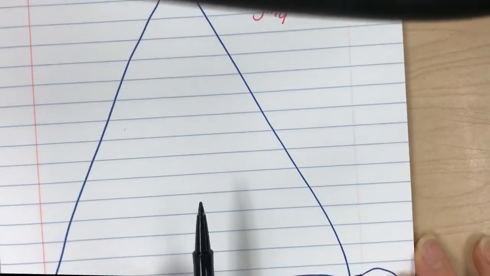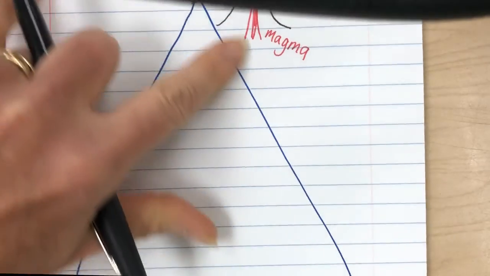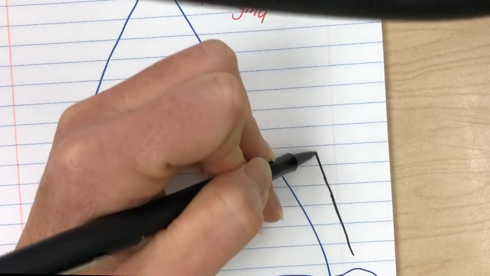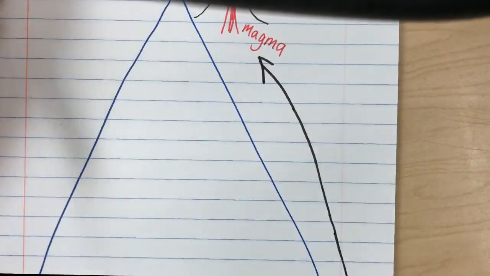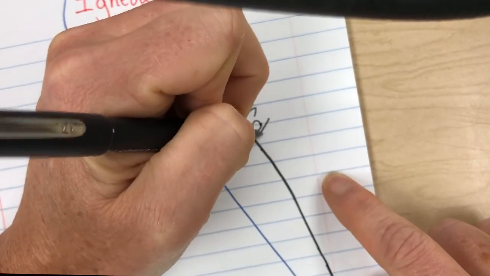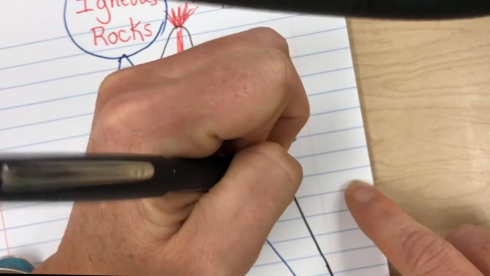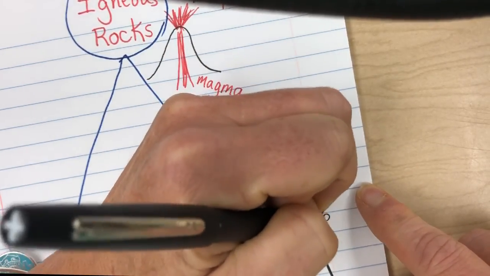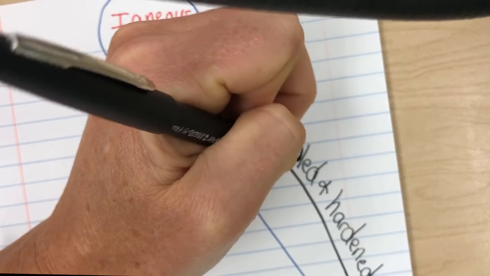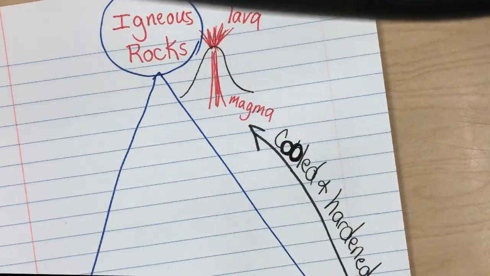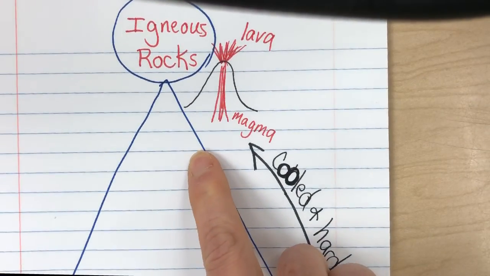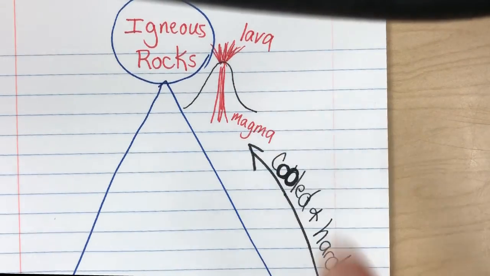So we could have a metamorphic rock that could melt. So I'm gonna do an arrow. Let's say a metamorphic rock, an arrow pointing from metamorphic up to igneous. If a metamorphic rock melted and then cooled and hardened, that metamorphic rock would become an igneous rock. This should be an O right there. I started to write a B, it looks like. So if a metamorphic rock melts and then cools and hardens, it then becomes an igneous rock.